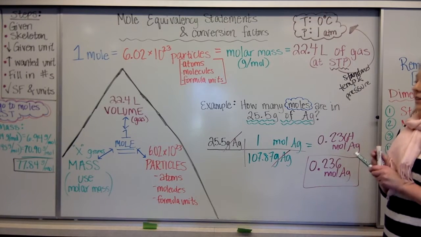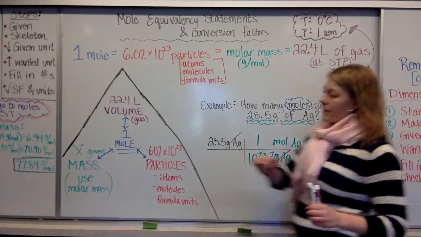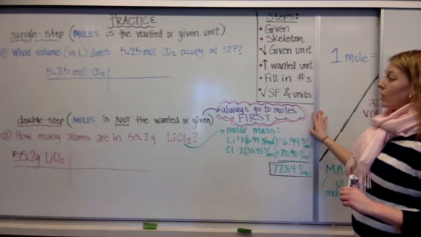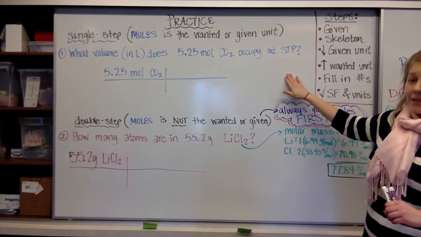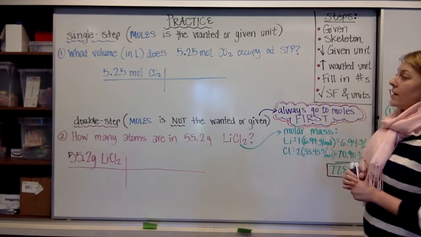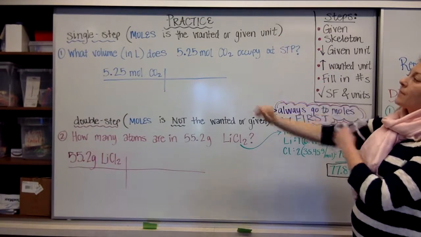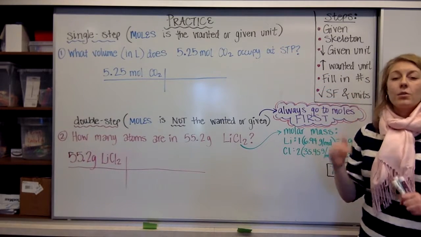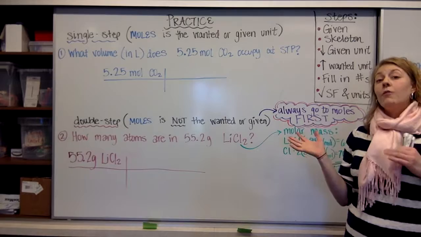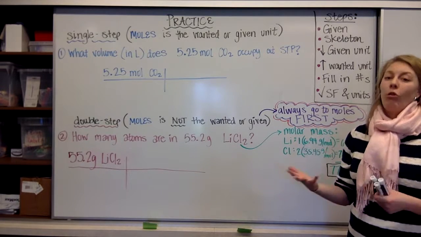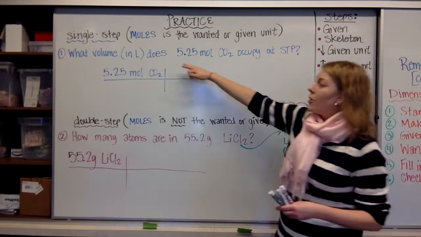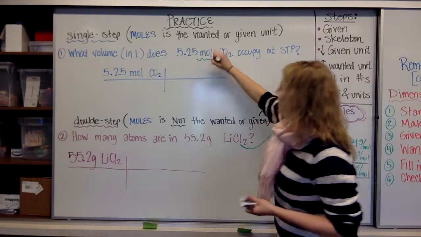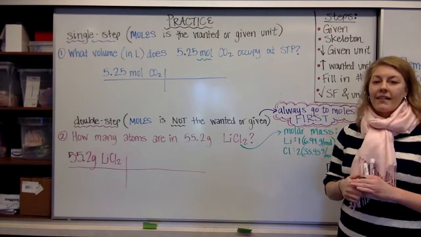All right? Now, we're going to take a look at 2 other examples. One step, which we just did, but we're going to take one more look at it, and 2-step dimensional analysis using moles. All right? So, our single step. This is when moles is the wanted or the given unit. So either we're converting from moles or we're converting to moles, okay? So here, what volume in liters does 5.25 moles of CO2 occupy at STP?